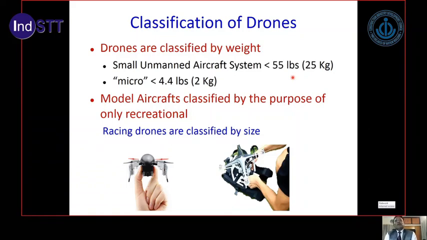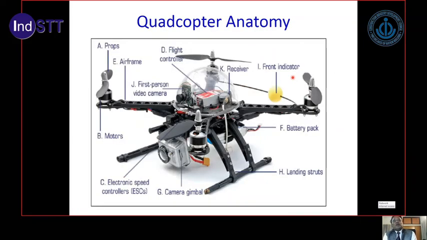If you look at the anatomy of the quadcopter, it has various components. It has a camera system, as you can see here, on the gimbal system. Gimbal is basically the frame of the camera. It supports the camera system. It could be a multispectral camera giving you images in several spectral wavelength bands, or it could be a thermal infrared camera, things like that.